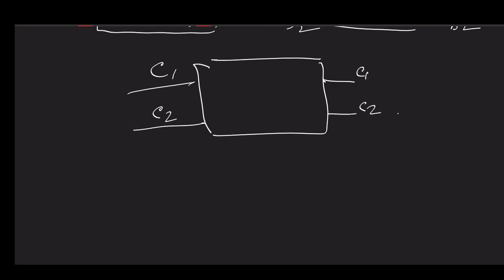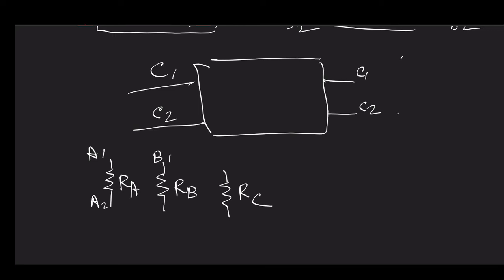So, what you will have here, basically, is how to connect. Forget about the transformer. If I give you 6 resistors, you have RA, RB, RC. This is A1, A2, B1, B2, C1, C2.